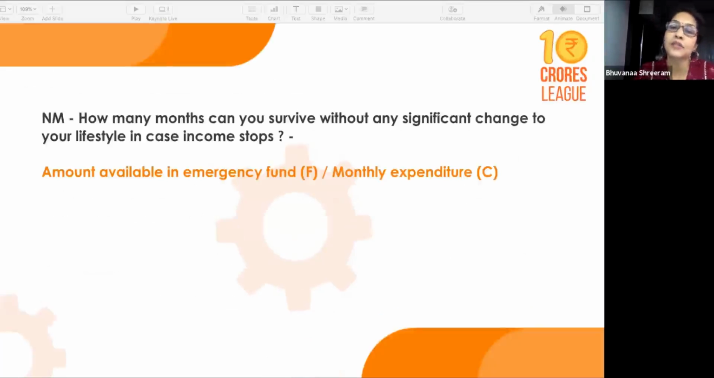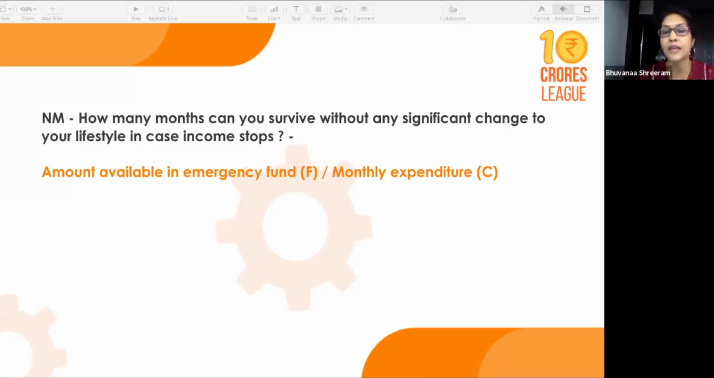Now, how many months can you survive without any significant change to your lifestyle in case income stops? In case income stops, what is the amount available in emergency fund, which you did F, divided by the monthly expenditure? How many months will you be able to maintain your lifestyle without any significant changes?